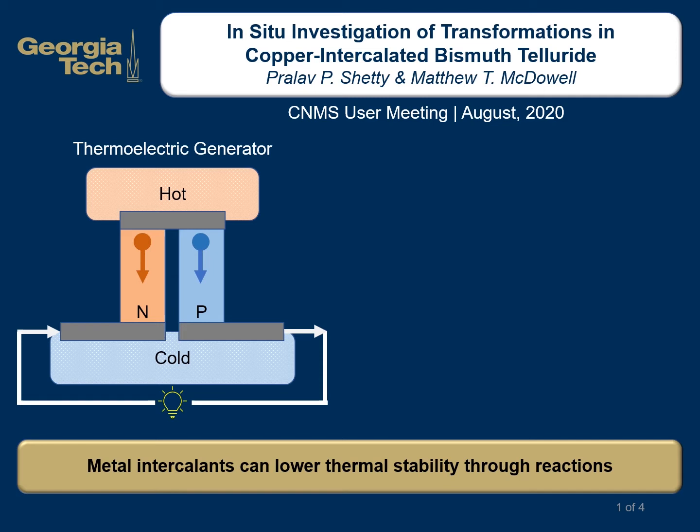When heat is applied to one side of such a device, charge carriers dissipate away from the hot side and move towards the cold side through a phenomenon called the Seebeck effect. This allows the conversion of thermal energy into useful electrical energy.